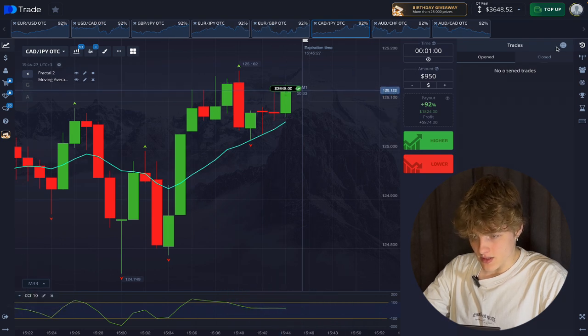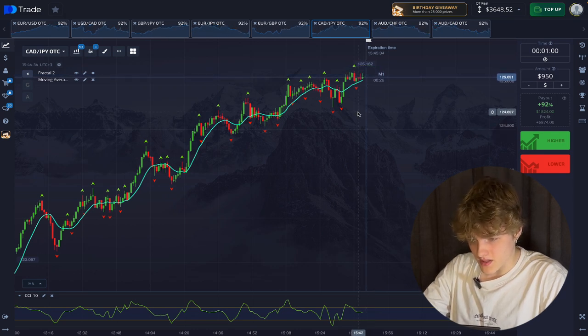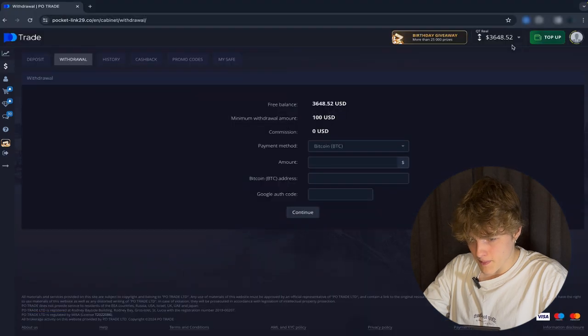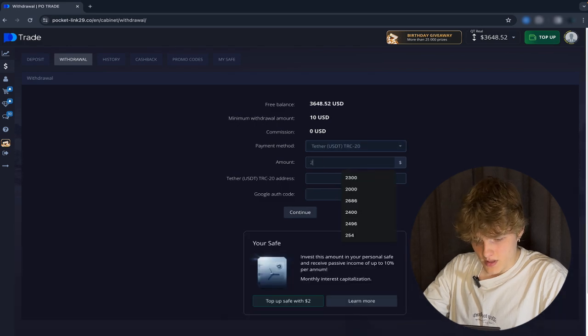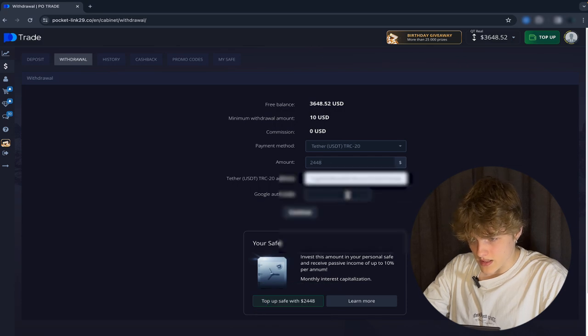And the final trade closed in the positive. A great trading result for today. I'm more than satisfied with the final balance amount. Okay, let's move to the withdrawal. Today's profits will amount to $2,448.